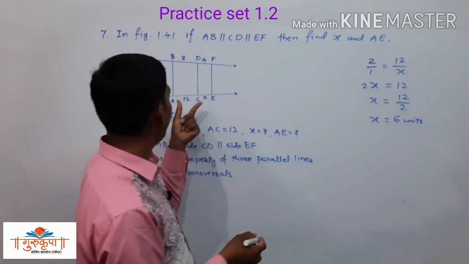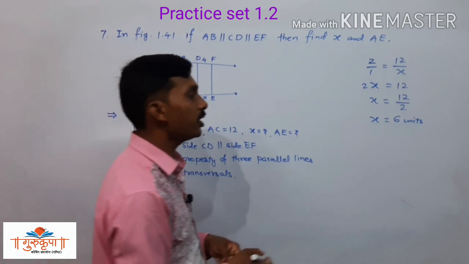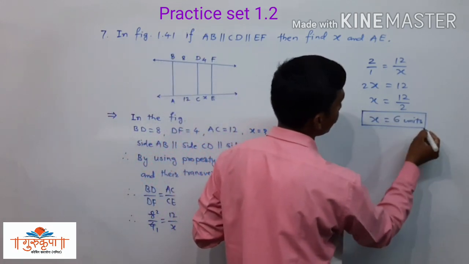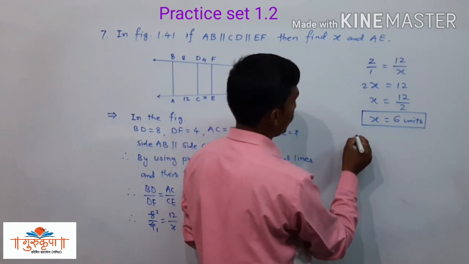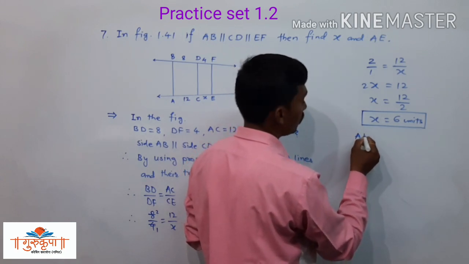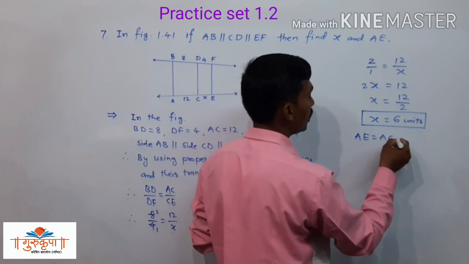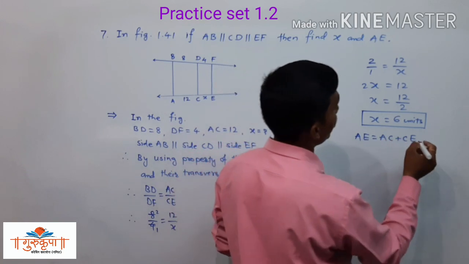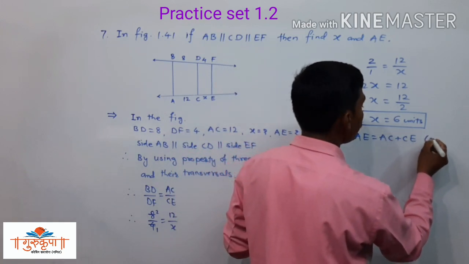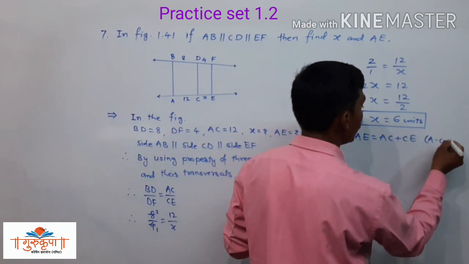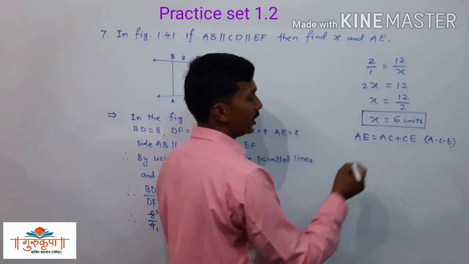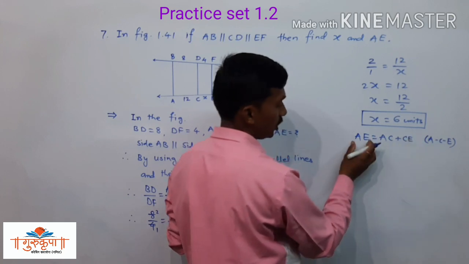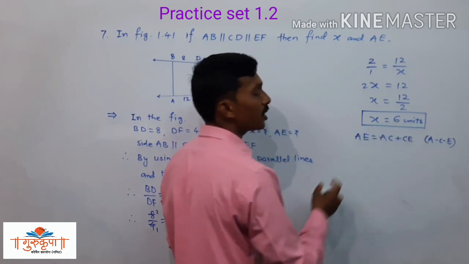So here we can write AC plus CE is equal to AE, that is by using the relation of betweenness. Simply we can write AE is equal to AC plus CE, and the reason is C is in between A and E. C is in between A and E, that is the reason for this statement AE is equal to AC plus CE.